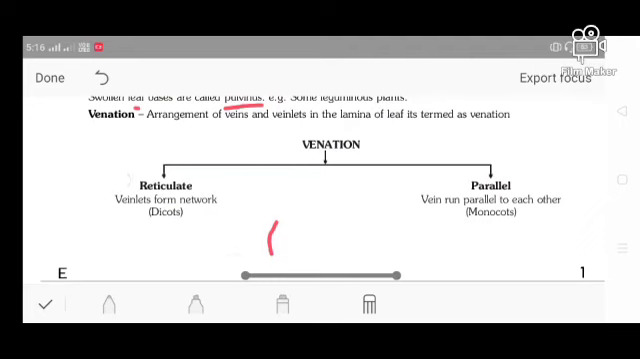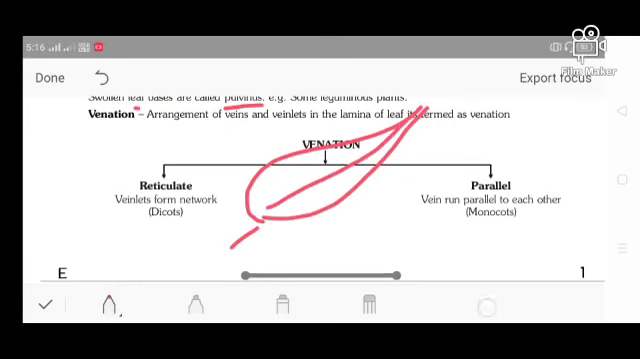After that, the parallel venation. What is parallel venation? It is generally found in monocot plants. A very basic thing: dicot plants have reticulate venation and monocot plants have parallel venation. How is parallel venation seen? When I draw a picture like this, suppose this is the lamina, and the veins run parallel like that. This is generally found in banana plants. This is a very important identifying character of monocot plants.